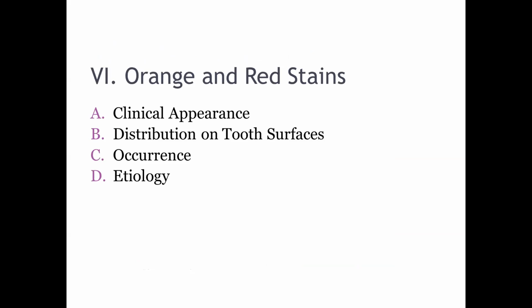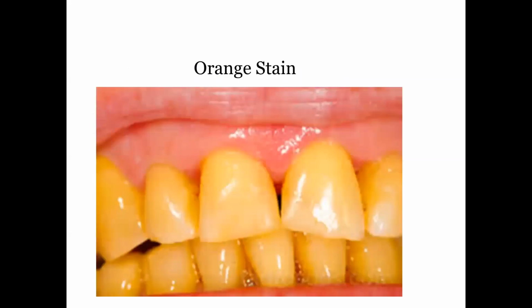Another type of stain are the orange and red stains. And they are just as it sounds. Orange and red stains usually appear on the cervical third. The distribution, it's more frequently on the anterior teeth than posterior teeth. The occurrence is orange is more prevalent than the red. The etiology, again, is chromogenic bacteria. Certain bacteria like to pick up stains. And this is a yellow stain, right? It's very generalized.